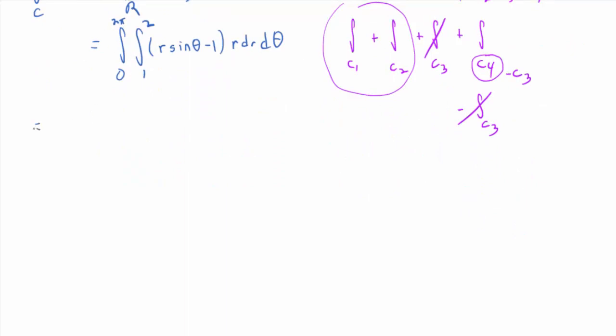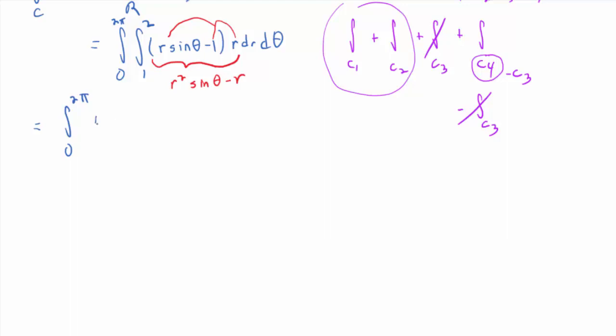Brute force. Okay, integrate with respect to r now, the inner integral. We'll leave this guy here, 0 to 2 pi. With respect to r, what do you get? Oh, you know what? Let me distribute that r first. So let me do it within this here. What do we get when we distribute that r? r squared sine theta minus r.